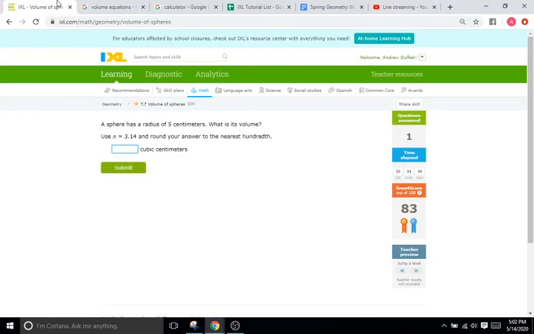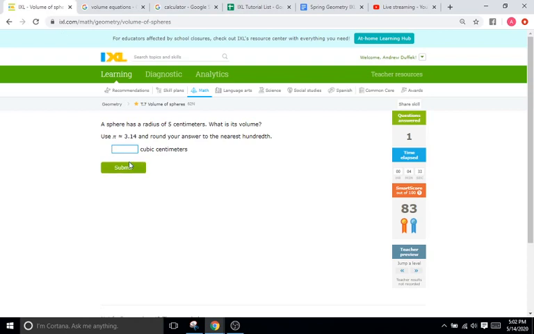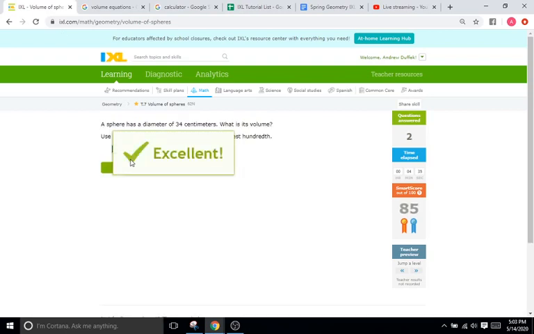So I'm gonna go back to the calculator and do 5 times 5 times 5 times 3.14 times the 4 over 3, so times 4 and then divided by 3. And that is going to be 523.33, so I'm going to grab that and put it in. And there we have it.